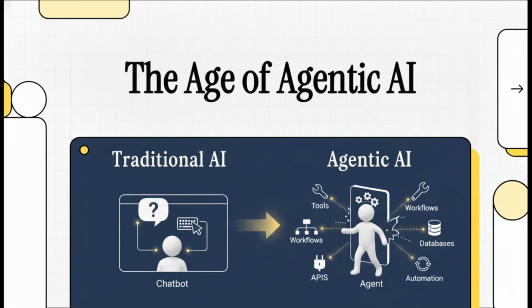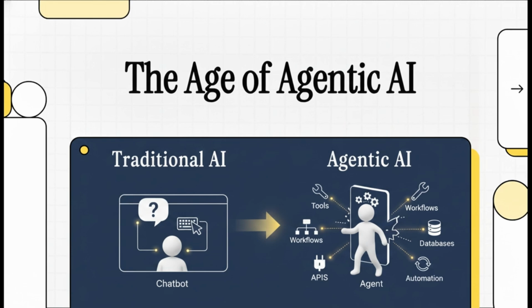Welcome to The Explainer. So, today we're tracking a massive, honestly super exciting shift in technology. We're officially moving away from artificial intelligence that just talks to you over to AI that actually takes action. We are entering the age of agentic AI.